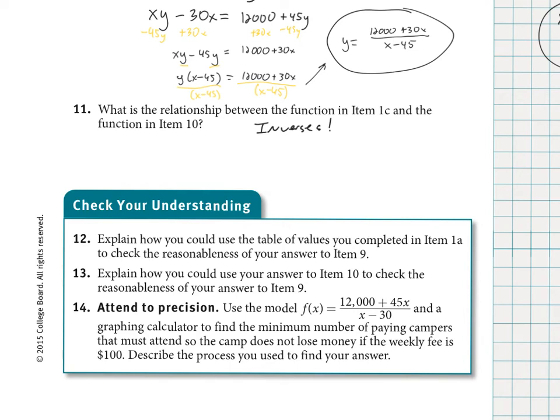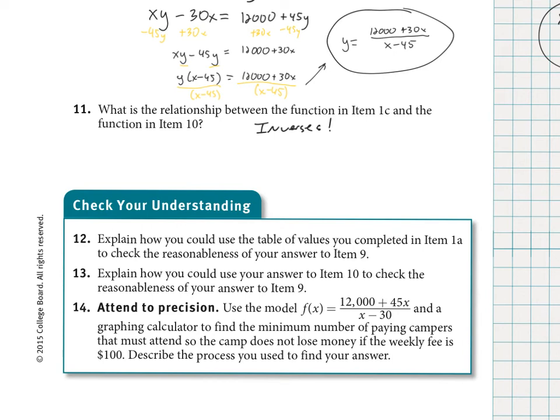So how could we, in number 12, use the table of values to check the reasonableness of our answer to item 9, that 576 campers would be there? Again, back in our table, we should see that the fees are getting closer to that $80 limit, around that 500 number. For 13, explain how you could use the answer in item 10 to check the reasonableness. So again, if the fee is $80, if I plug 80 in for x, into that y equals 12,000 plus 30x over x minus 45, the output of the number of campers should be 576 as well.